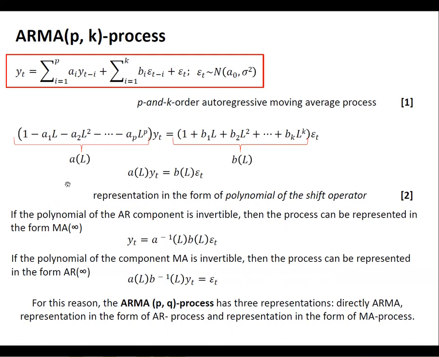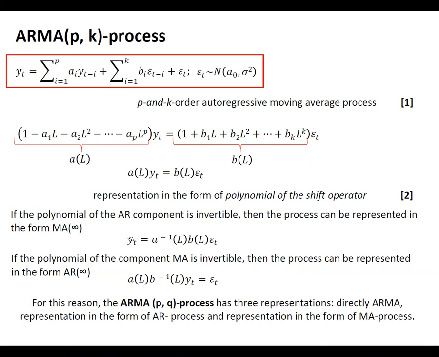Analogically to the AR process, this ARMA process can be represented in the form of a polynomial of the shift operator. On the left side, all shift operators according to yt are considered, and on the right side, all operations for epsilon t are considered. That is the polynomial for the MA part of the ARMA process, and that is the polynomial of the AR part of the ARMA process.